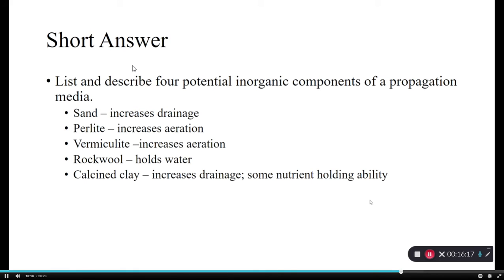Going on now to a question that was taken from your section on the propagation environment. In a couple of slides, we talked about organic and inorganic components that we combine together to make a soil, a media for propagation. Inorganic components are those that are listed. And again, I'm asking you to present 4 of them and describe them. There are potentially others that are more minor, and depending on which ones you listed, I did accept some of those.